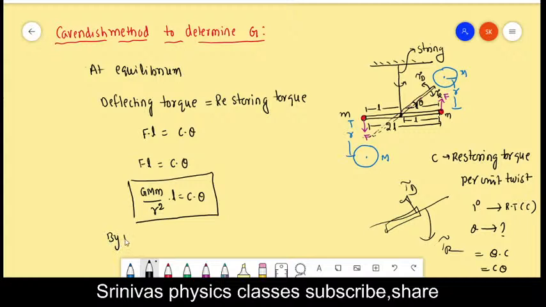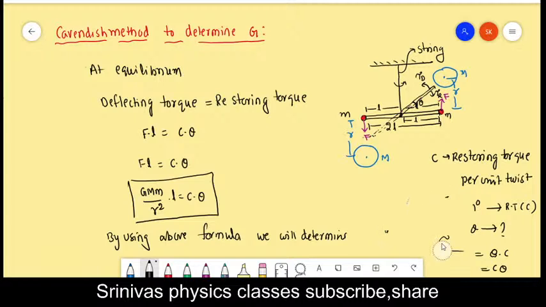By using the above formula, we determine the value of capital G. Cavendish is the name of the scientist who determined capital G. The practical value of capital G is 6.67 into 10 to the power of minus 11 Newton meter square per kg square.